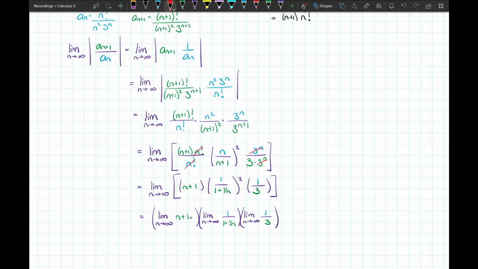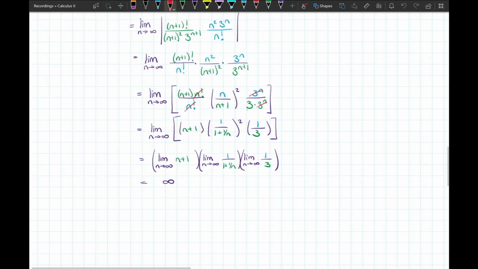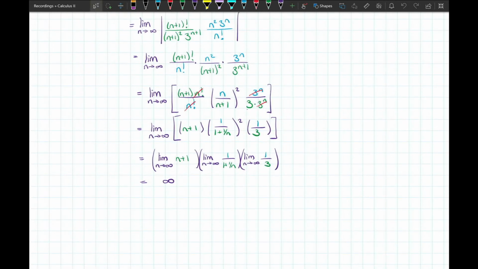Both of those limits exist, but this first limit here, unfortunately, as we see that n goes to infinity, n plus 1 gets infinitely large. So overall, this limit does not exist. We say it equals infinity to show that this ratio continues to grow larger and larger. So, what is our conclusion? Well, based off of the second hypothesis of the ratio test, if the limit equals L, which is greater than 1, or if this limit equals infinity, then by the ratio test, this series is divergent.